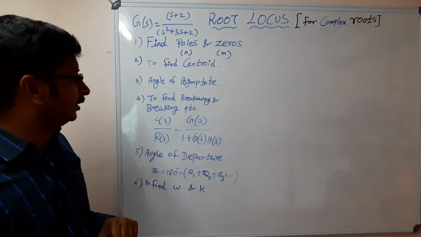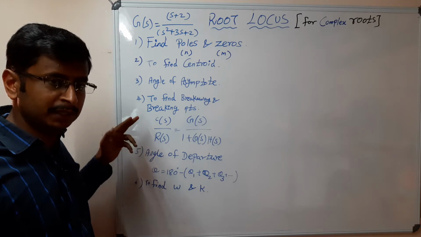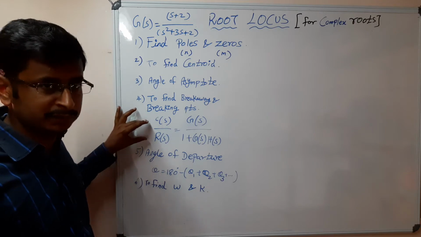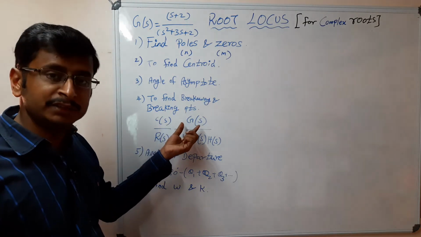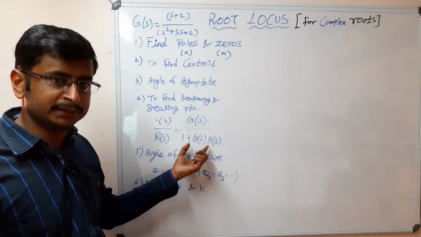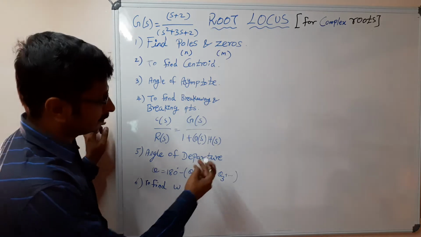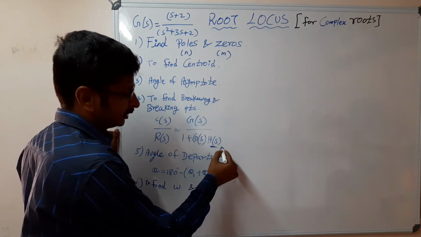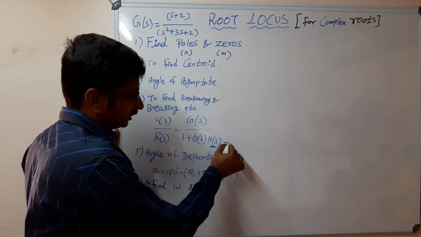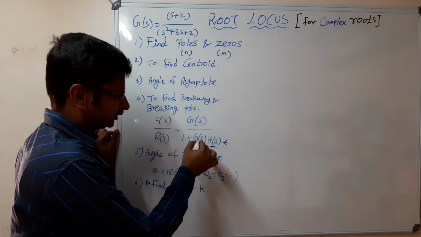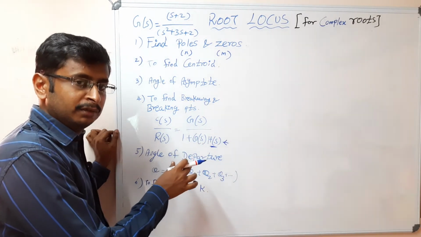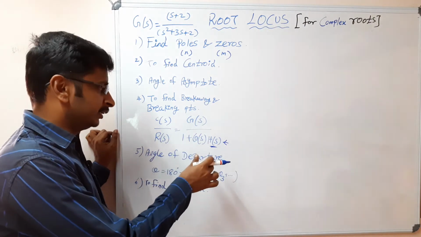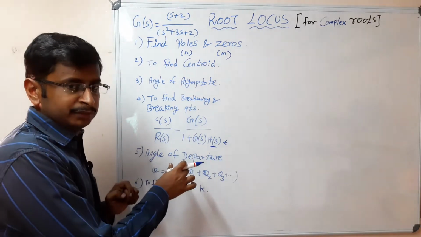To find the breakaway and breaking points, C(s) divided by R(s), this is your closed loop transfer function, the general term, which is equal to G(s) divided by 1 plus G(s) into H(s). H(s) is a unity feedback system, so the value of H(s) is 1. So this is nothing but a characteristic equation. From this characteristic equation you need to find the two roots, and from the two roots you need to find the actual breakaway and breaking point that we have discussed in the previous video.